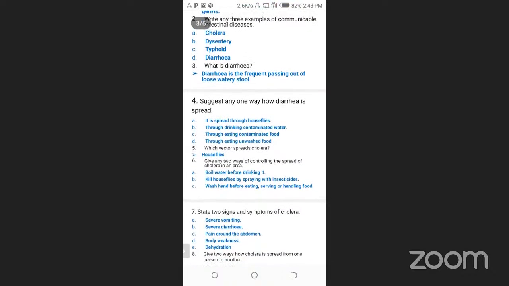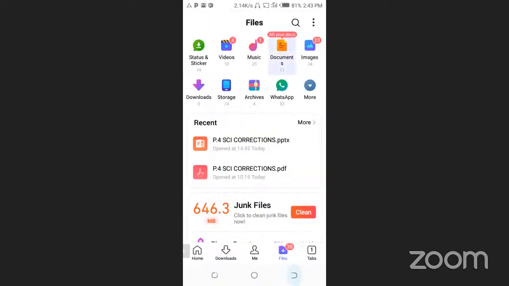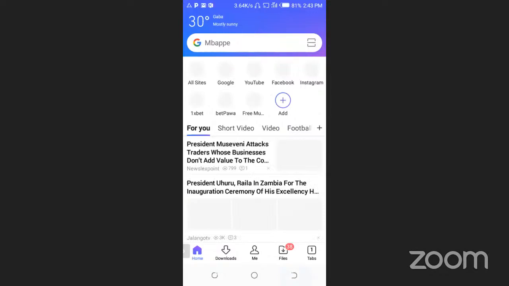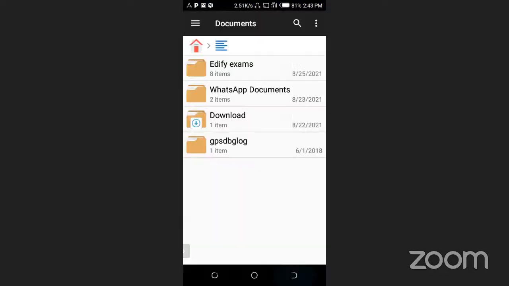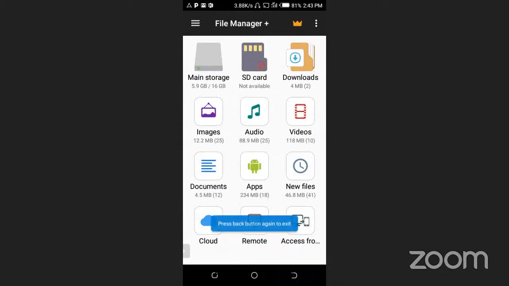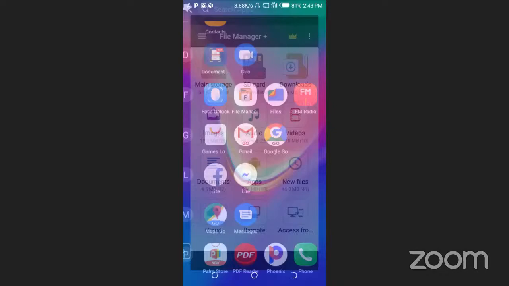Give two ways how cholera is spread from one person to another. How is this disease spread from one person to another? All right, let's try to go through. After displaying a question, I go back to you to find out the answer. Okay, I see very many hands up.